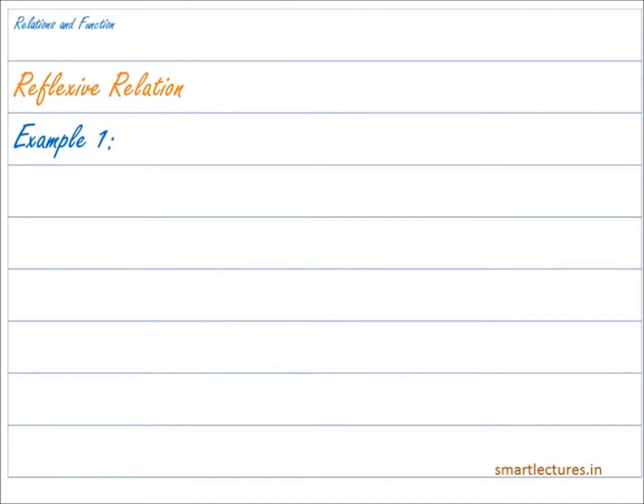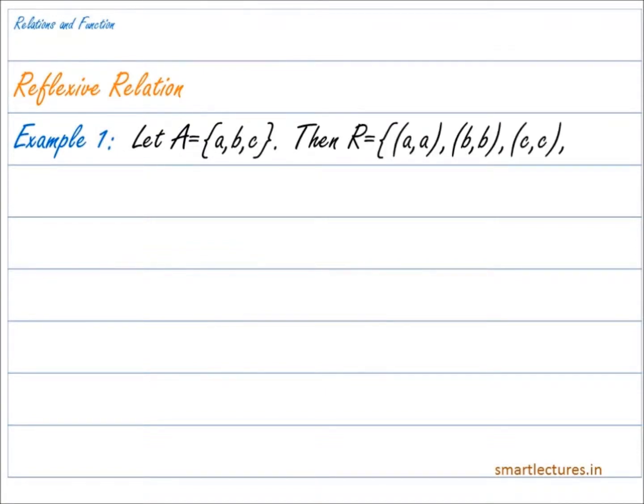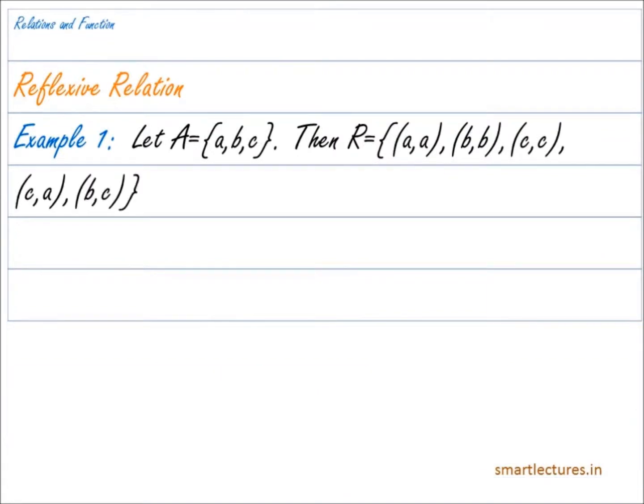Let A be equal to {a, b, c}. Now the relation R is equal to {(a,a), (b,b), (c,c), (c,a), (b,c)}. Is this a reflexive relation? Let's check it. Here you can see a is related to a, b is related to b and c is related to c. So all elements are related to itself. Hence, this is a reflexive relation.